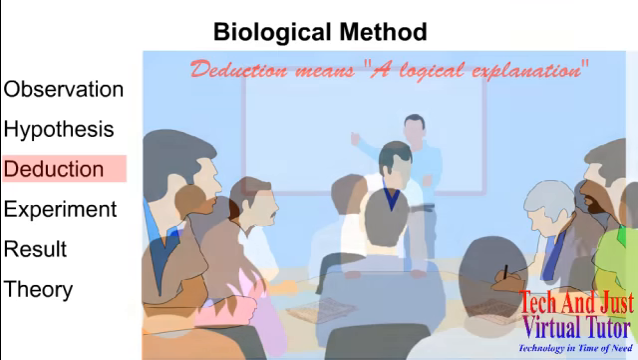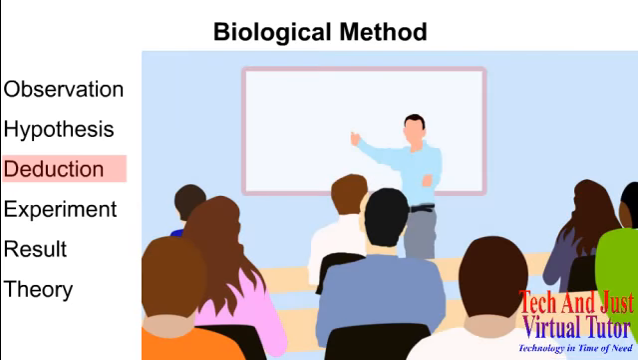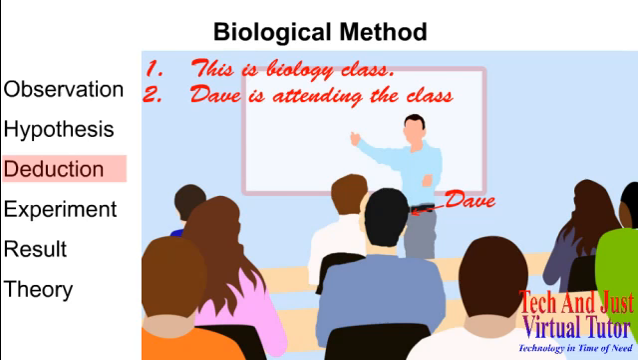Let's take an example for it. The first statement is that a biology class is going on, and the second statement is that Dave is attending the class. Comparing these two statements, the third statement which will be derived out of them would be that Dave is a student of biology.